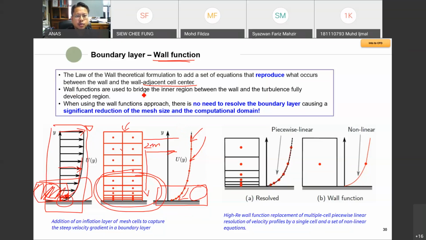So the wall functions are used to bridge the inner region between the wall and the fully developed turbulence region. In this case, the fully developed region is somewhere over here. Up until here, this is the fully developed region. But over here, we need a bridge. We need something that represents what is happening.